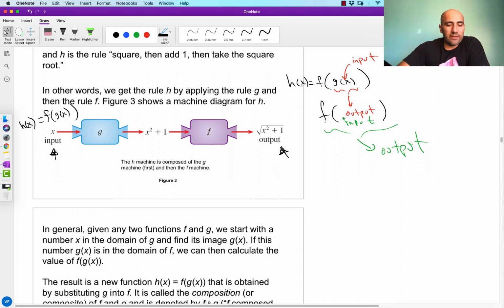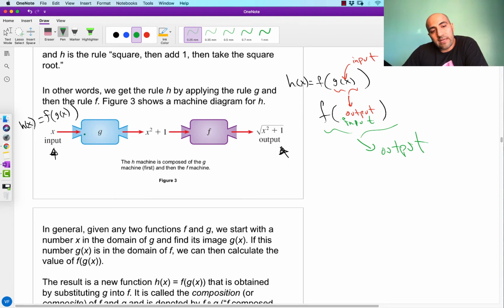Okay, so hopefully that made a little bit of sense. In order for all this to work out, we need this to work out in two different places. First of all, when you choose an input, it has to be an input that's in the domain of g. Right? That's number one. We can't choose a value that's outside of the domain of g, otherwise we'll get an undefined to begin with.